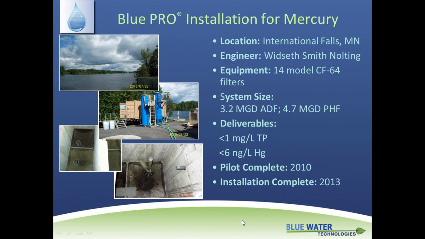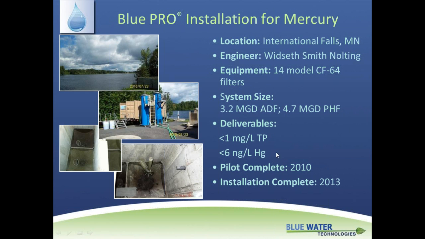Here's another location that highlights mercury. This is International Falls, Minnesota. Engineer was Widsa Smith Nolting. And this is a larger system. There's 14 models, CF64 filters for a treatment of 3.2 million gallons per day, average daily flow. The design peak was 4.7.